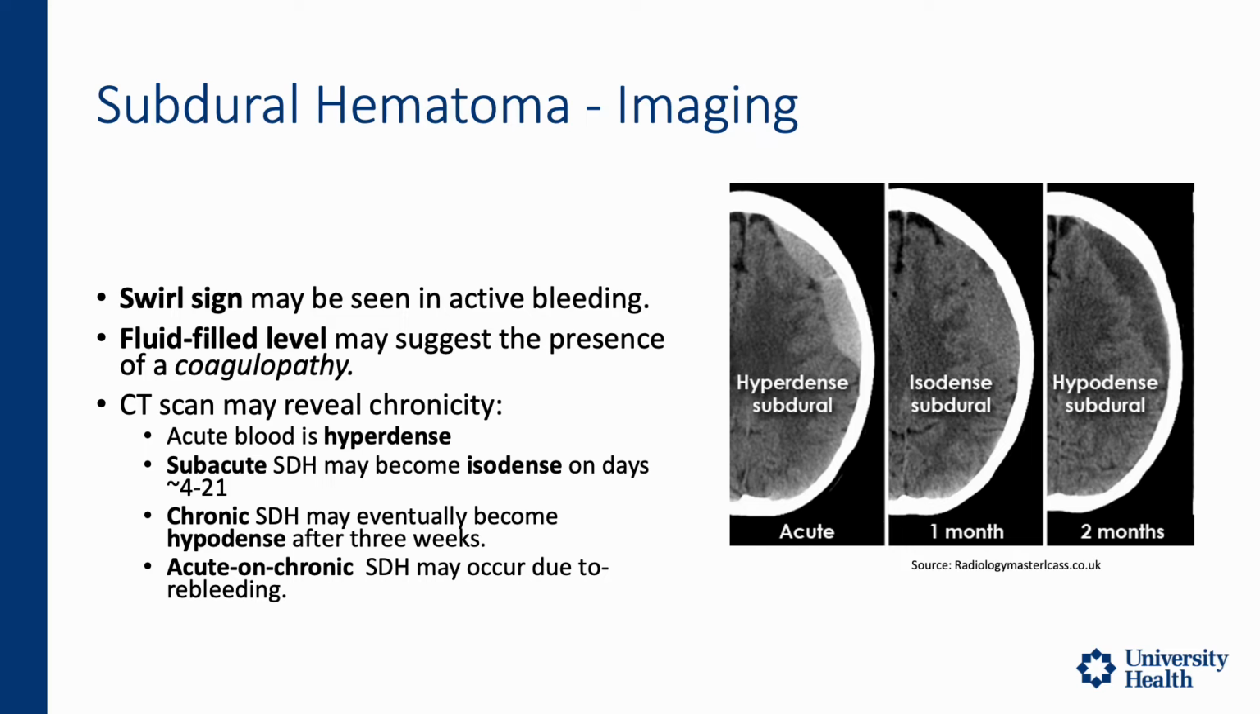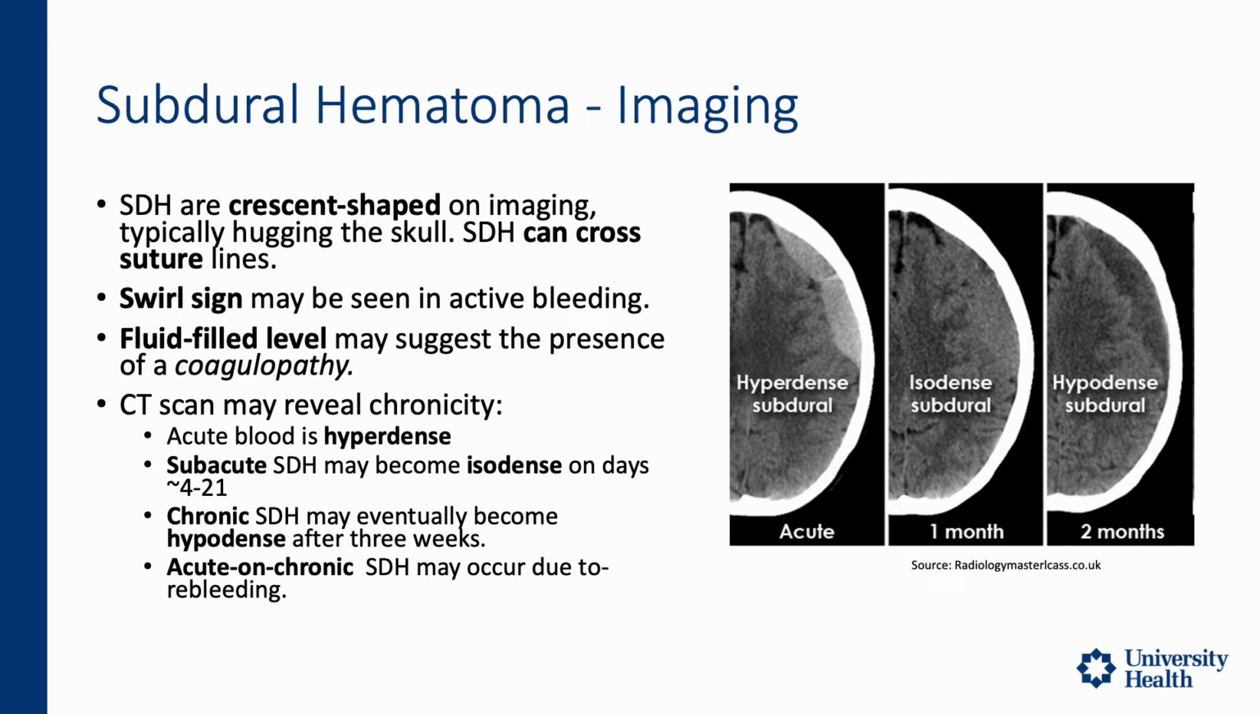So imaging for this, like we discussed starting, I think I've kind of harped on that already multiple times, is just that subdural hematomas are crescent-shaped on imaging, as you can see here. They can cross suture lines, okay, versus an epidural hematoma cannot. And sometimes there's been some discussion that you can see a swirl sign, and if you see a swirl sign, that's concerning that maybe there's active bleeding. Fluid fill level also can suggest the presence of a coagulopathy. We discussed most of our older patients are on anticoagulation medications.